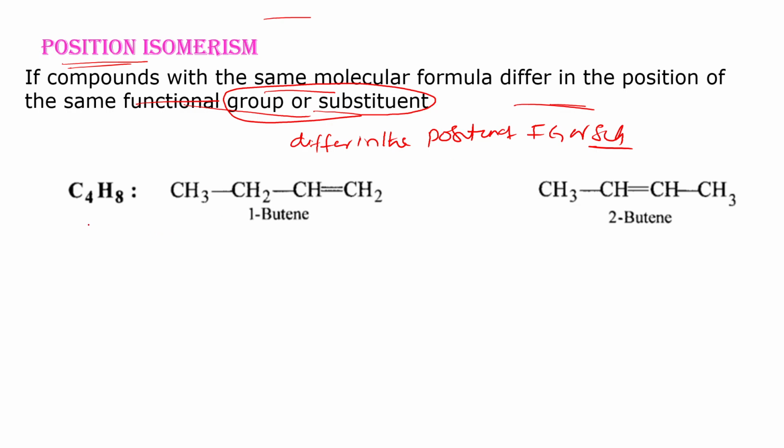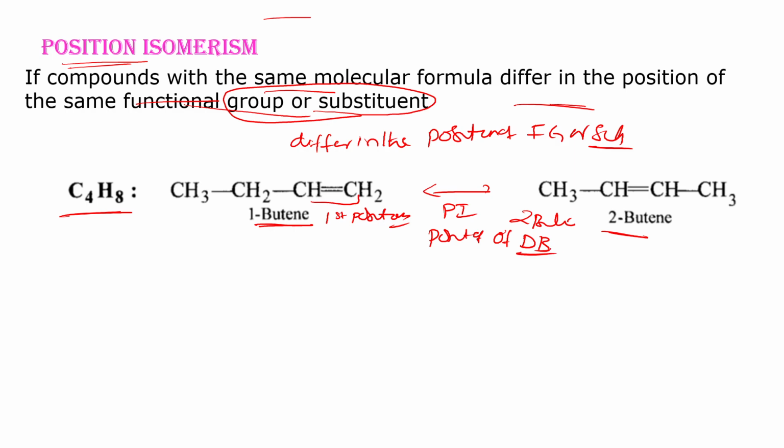So let us discuss with an example, C4H8. Here C4H8 is nothing but 1-butene. Here the position of the double bond is the first position. So if I shift the position of the double bond to the second position, it gives 2-butene. Here these two are position isomers as the position of the double bond was changed.